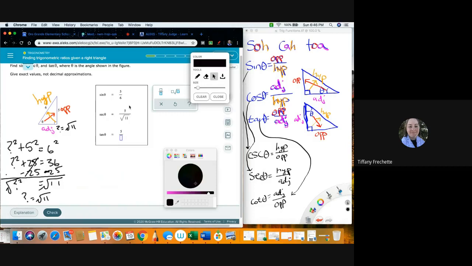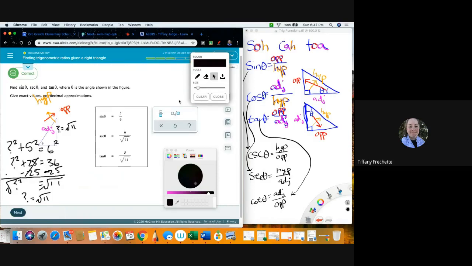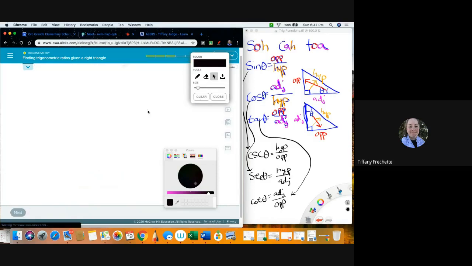Secant. Oh, darn it, this was hypotenuse. Need to slow down and make sure I'm reading the right ones. Secant, that's hypotenuse over adjacent, not opposite over adjacent. Sorry. So hypotenuse is 6, not 5. Tangent is opposite, which is 5, over adjacent, which is square root 11. All right, check. Clear. One more of these.